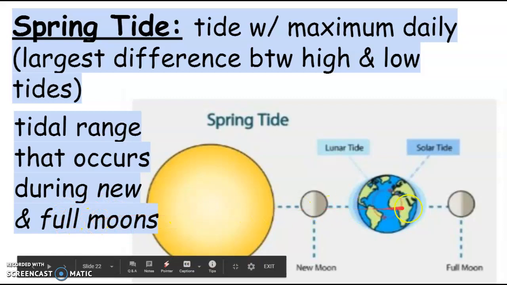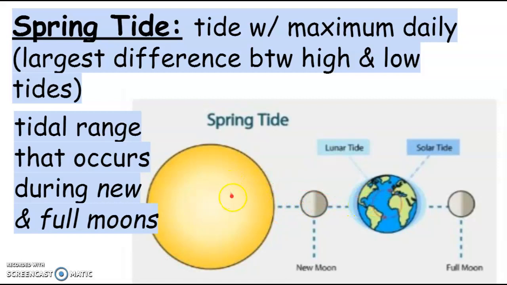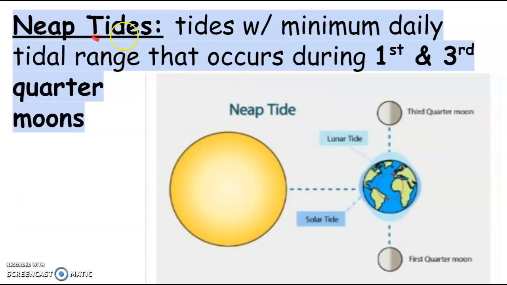Okay, so whenever the sun, the Earth, and the moon are lined up, and it could be sun, moon, Earth, or it could be sun, Earth, moon, either way, that's going to be a spring tide. And there'll be 2 of these per month. And then you have your neap tides. And that's when everything is at a right angle.